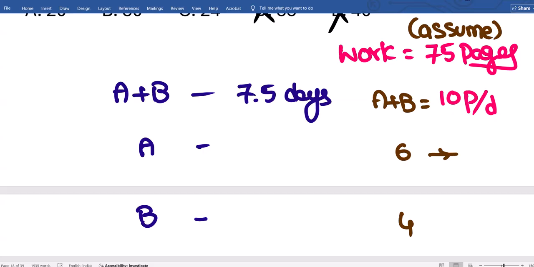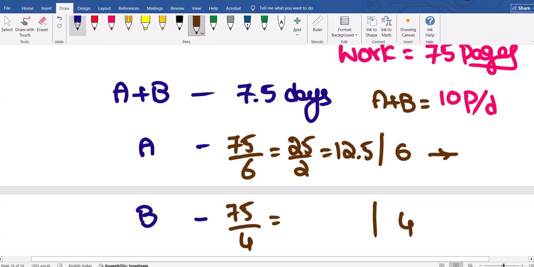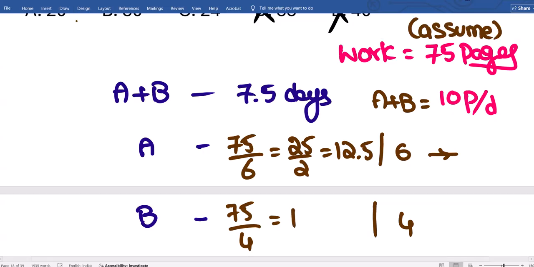Half of the work means, okay, fine, let it be. Efficiency half or total work half also fine. Now A alone can be what if this is the case? 75 by 6, which is 25 by 2, 12.5. This is 75 by 4, right? Yeah, 75 by 4. This will not give you the answer. So next try. This is no. 6 and 4 will not work. 75 divided by 4 will be 18.75. Half of the work also 37.5, here 37.5 divided by 2.